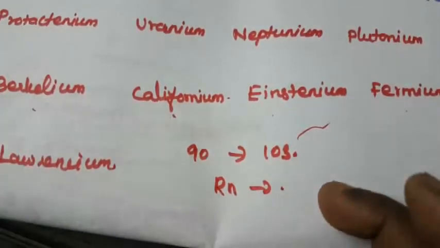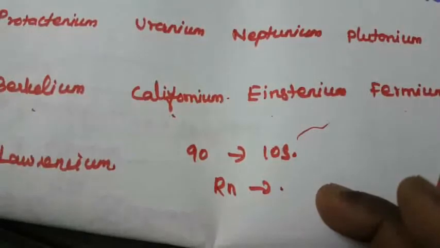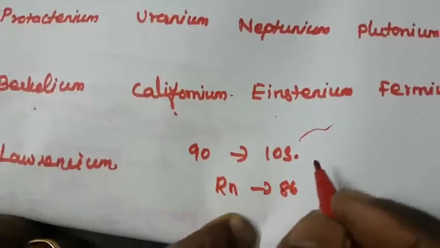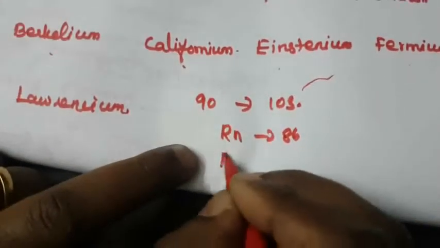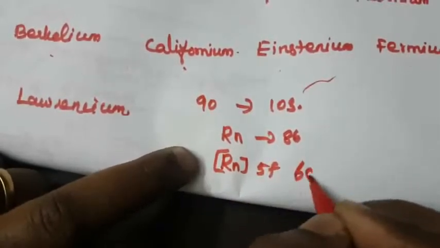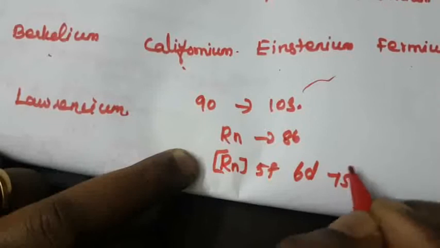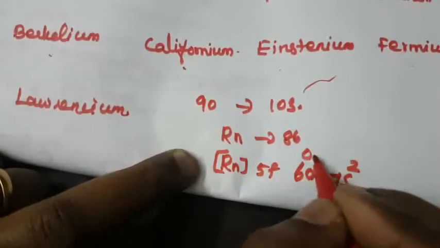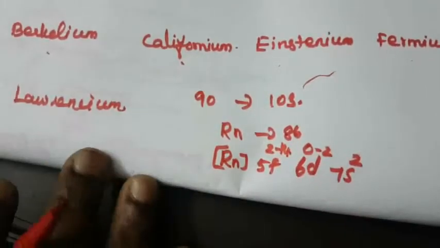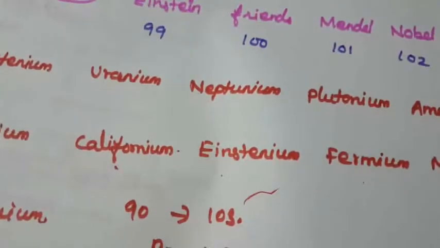The atomic number of radon is 86, right? So how to write this electronic configuration? Radon, 5f, then 6d. For the lanthanides we write 4f, but here it is 5f, 6d and 7s. The s orbital is completely filled. 0 to 2 electrons will be in the 6d orbital, and 2 to 14 in the f orbital. Okay, so this is the general electronic representation of the 5f orbital.